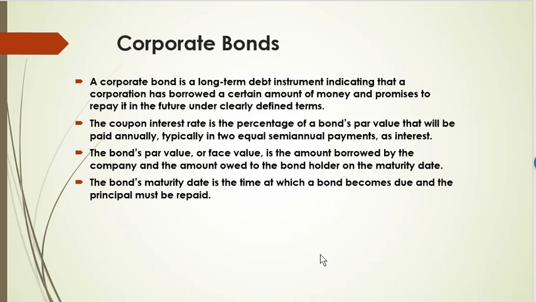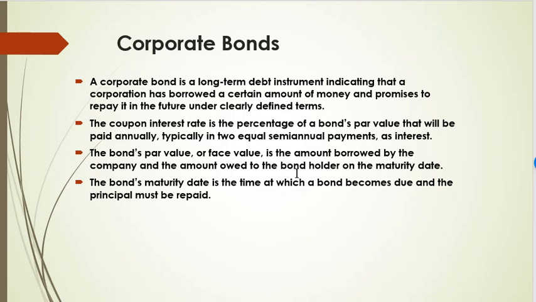So let's further define some of the parts and characteristics of bonds, if you will. A corporate bond is just a loan, right? That loan pays interest. The coupon, that's the percentage of par that's paid annually. Typically, it's really paid semi-annually, but it's paid as interest. The bond's principal, right, the principal of this loan is called its par value or its face value.